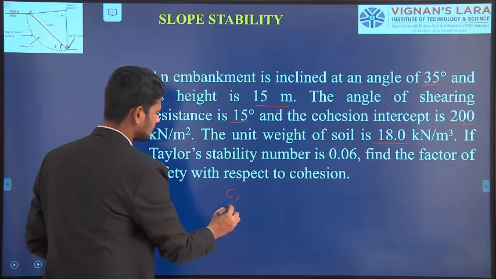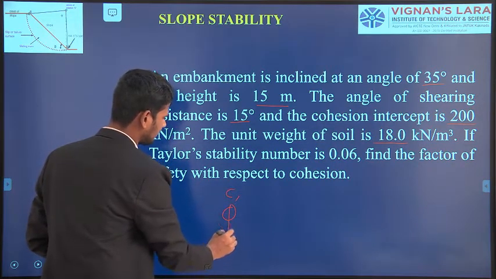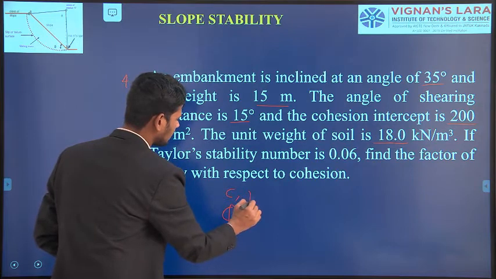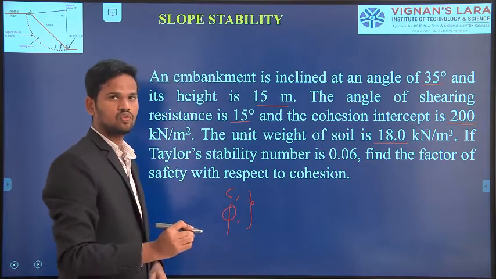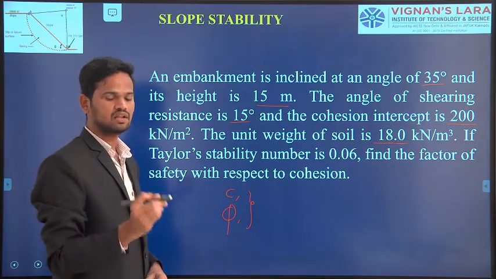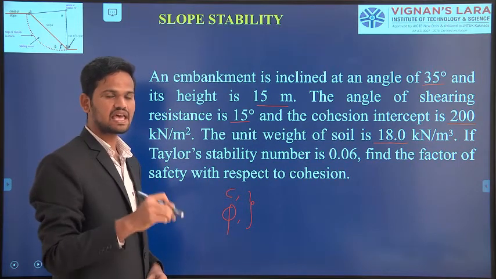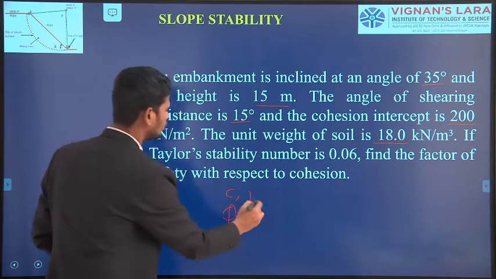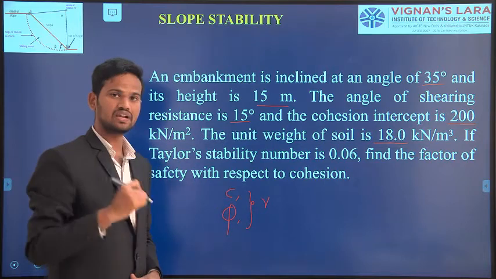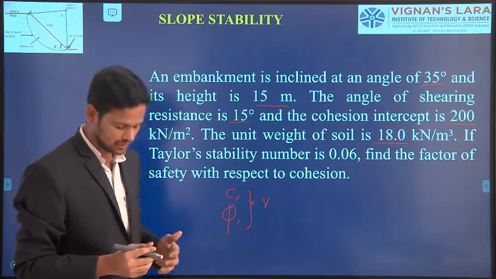Here C is given, as well as the angle of intersection phi value. Due to this C and phi, the soil will get its strength. Due to cohesion as well as angle of intersection value, the unit weight of the soil mass also will get more value if you compact the soil.